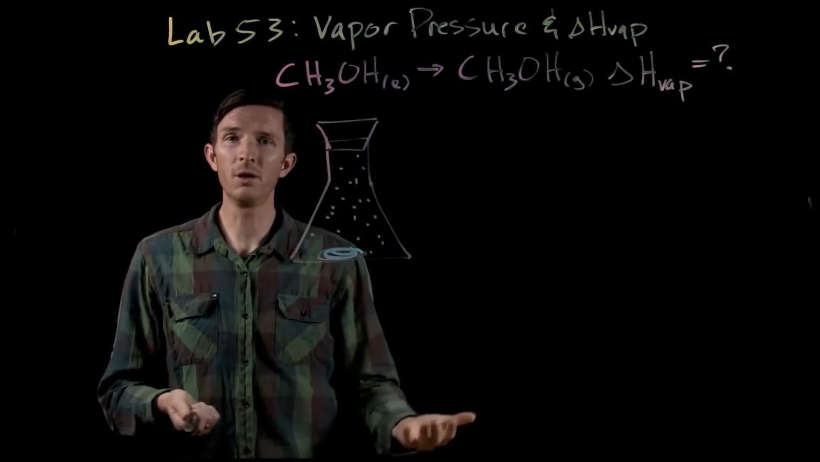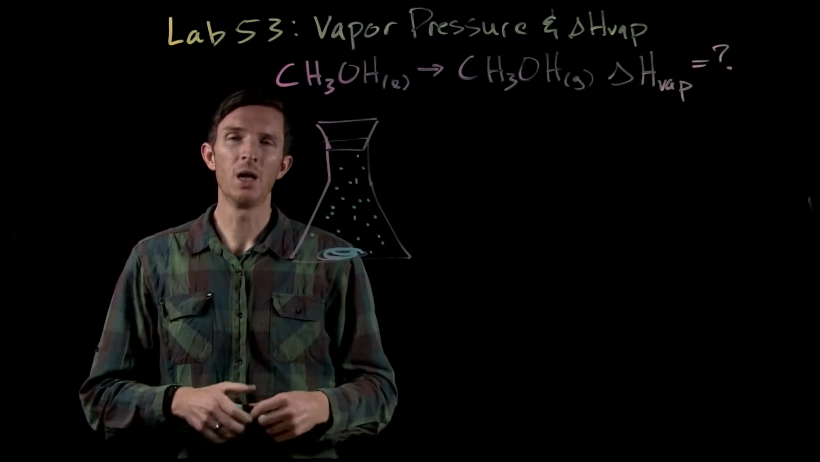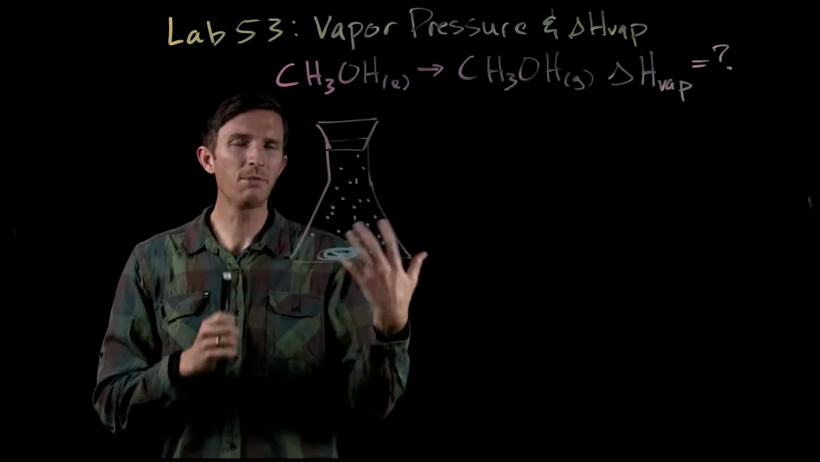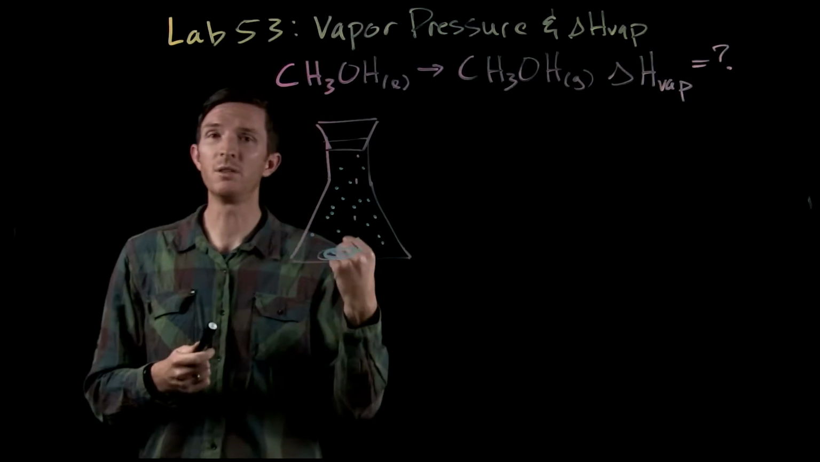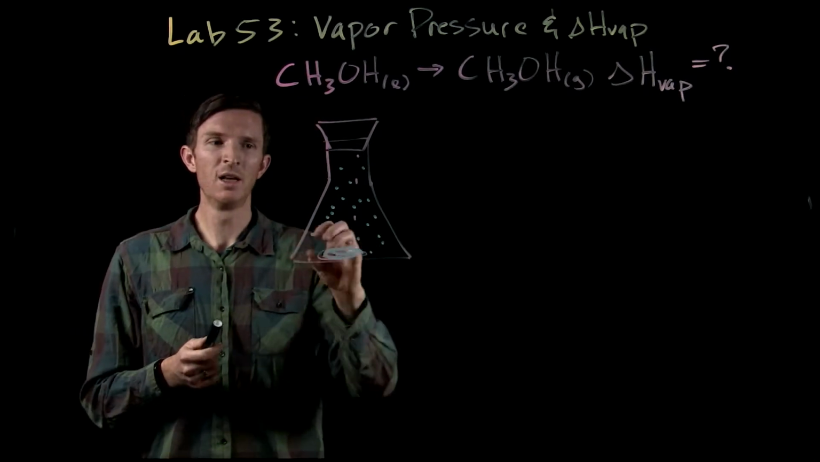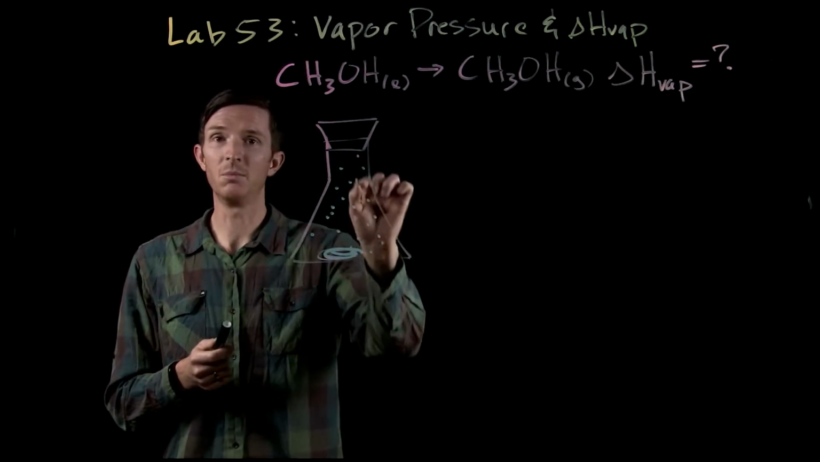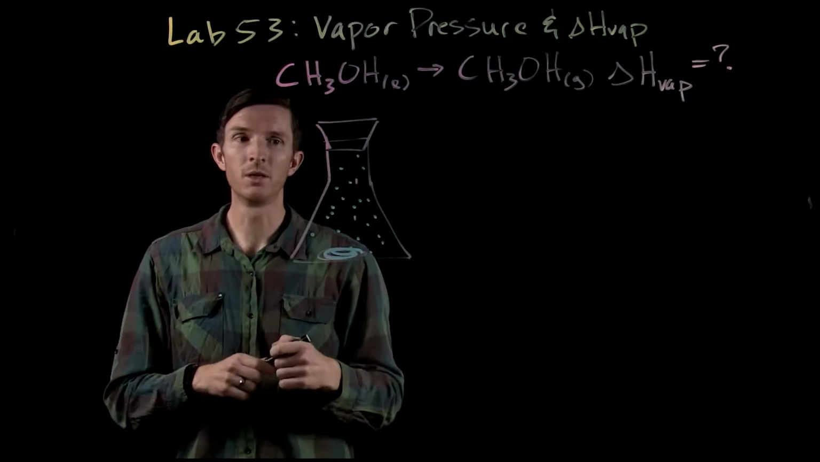Well, we're not above the boiling point of methanol. So why do we have gas in there? Well, every substance that's a liquid exhibits a vapor pressure. So it's an interchange between this liquid and the gas above it. That's what we're going to measure.